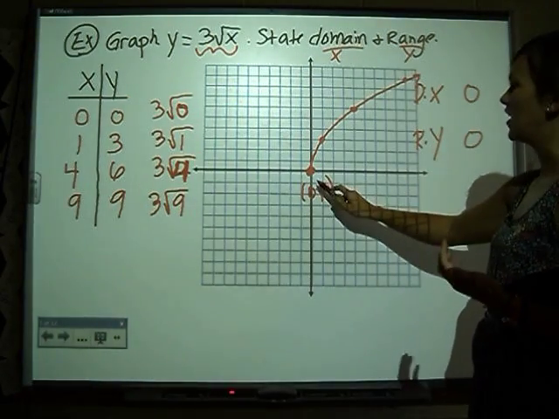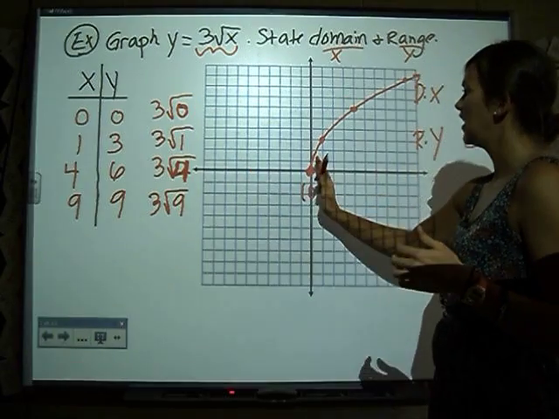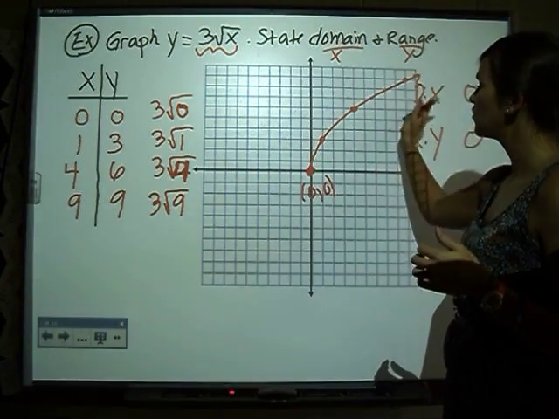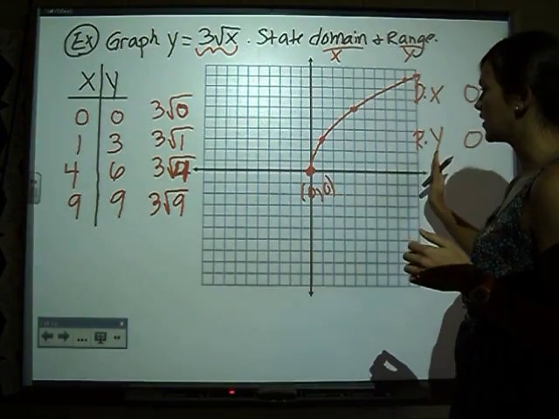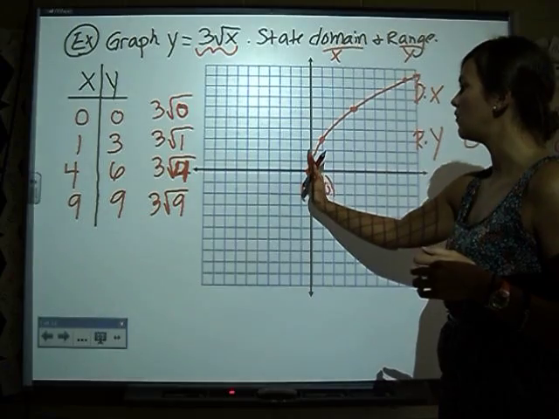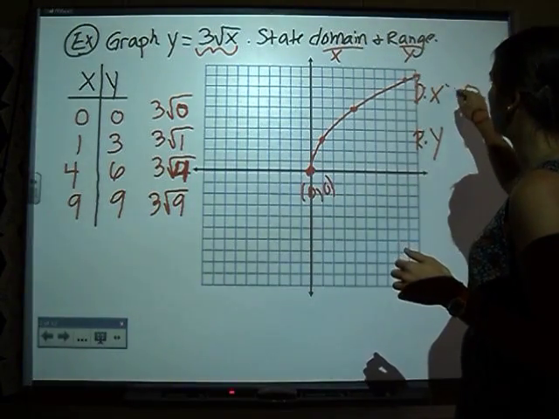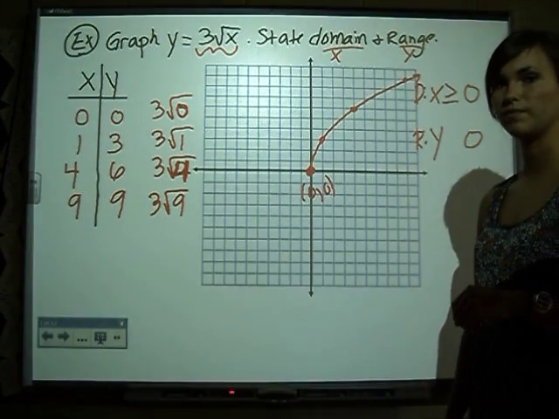Then we look and see, okay, my x's, which go along the x-axis. If I start at 0, does my graph go in the positive direction of x or in the negative direction of x? Well, from 0, my graph is getting bigger than 0. So since we're getting bigger than 0, my domain is x is greater than or equal to 0.